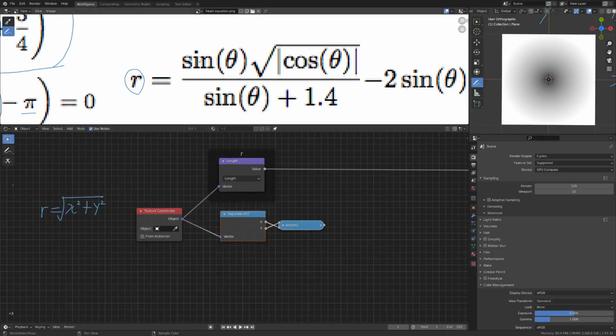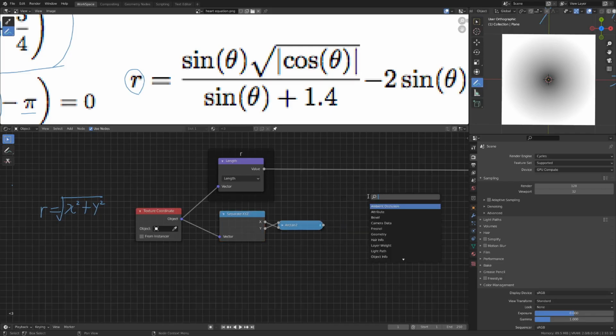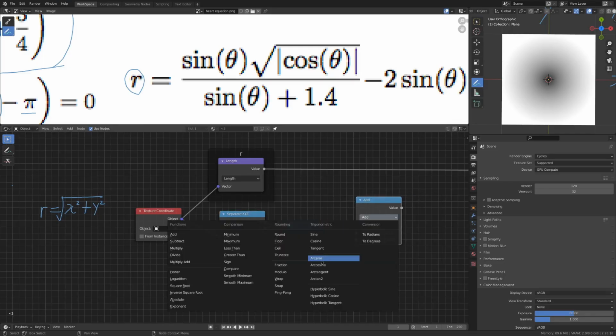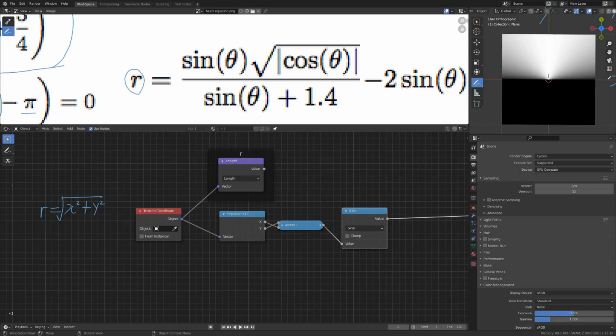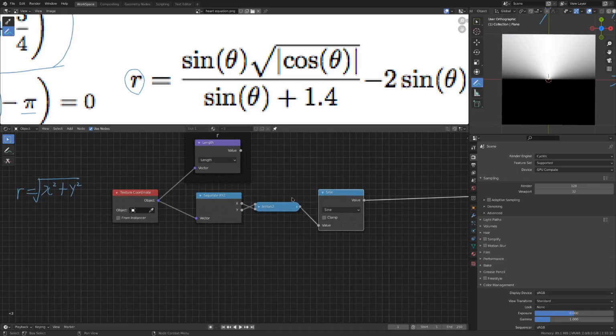So theta, sine theta, then we can just use a sine node here and connect this thing on here. Then we just made this interesting looking thing here. So basically arctan2 is minus pi to pi, which is minus 180 degrees to 180 degrees.